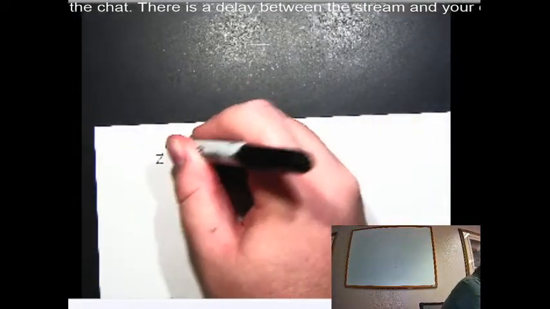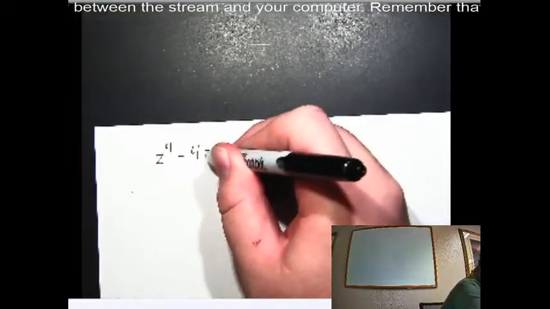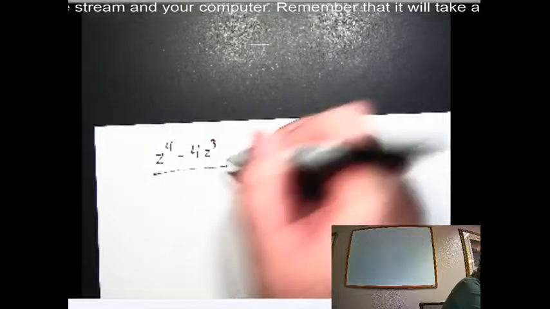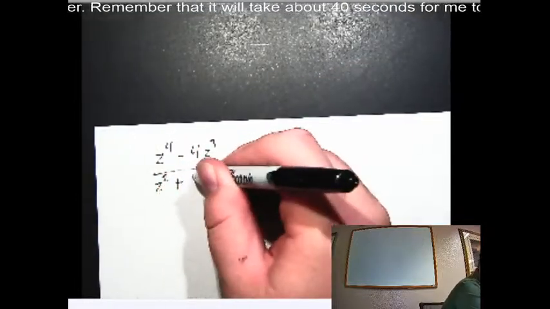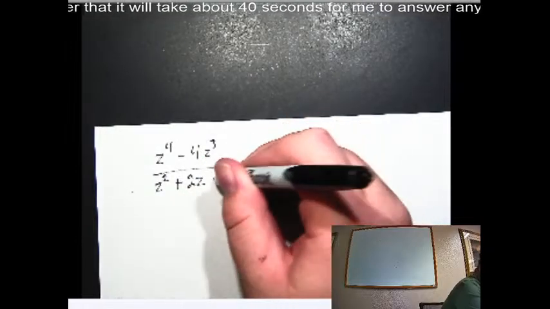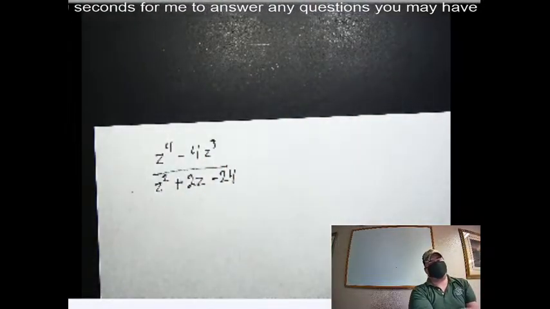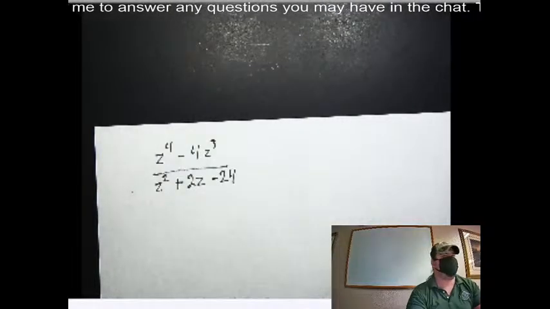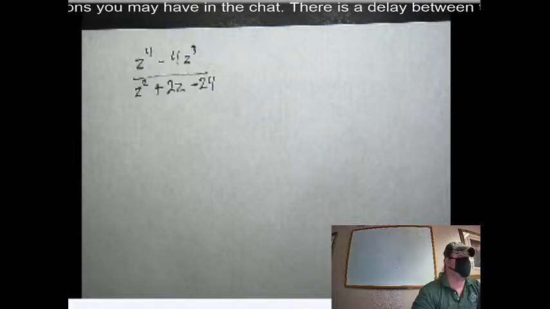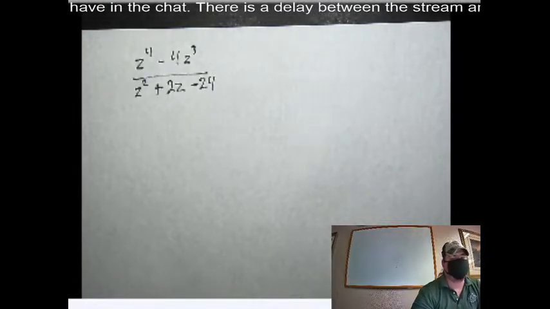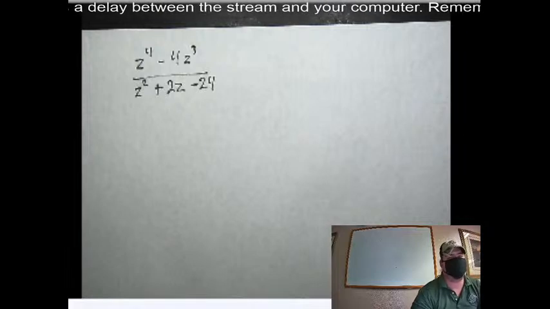Let's see, z to the fourth minus 4z to the third over z squared plus 2z minus 24. And again, what we want to do here is simplify and find the excluded values for z. But of course, we need to factor this in order to see if there are common factors between top and bottom.